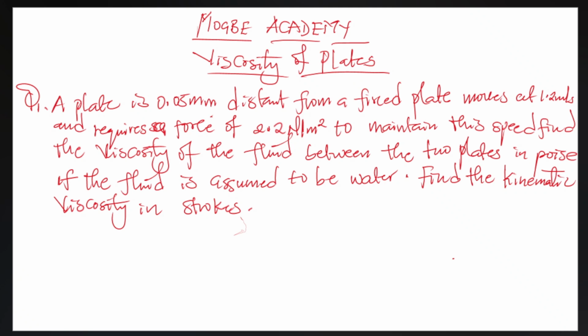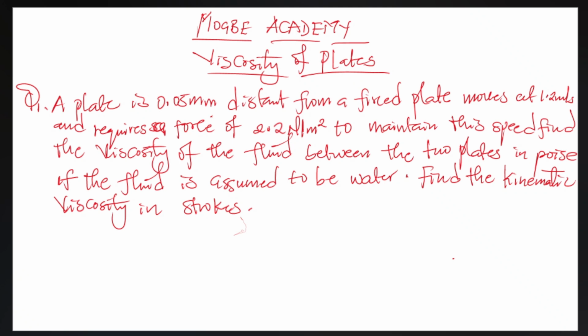Now, looking at our first question here, we were given that a plate is 0.05 millimeter distance from a fixed plate, and that plate moves at 1.2 meter per second and requires a force of 2.2 Newton per meter square. To determine this speed, find the viscosity of the fluid between the two plates in poise. If the fluid is assumed to be water, what is the kinematic viscosity? And the kinematic viscosity should be in what?